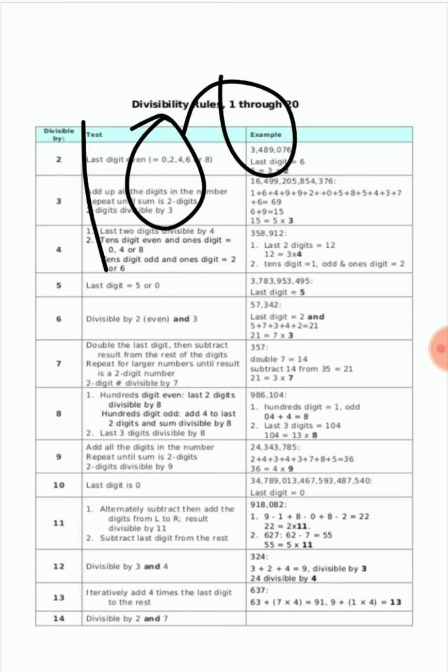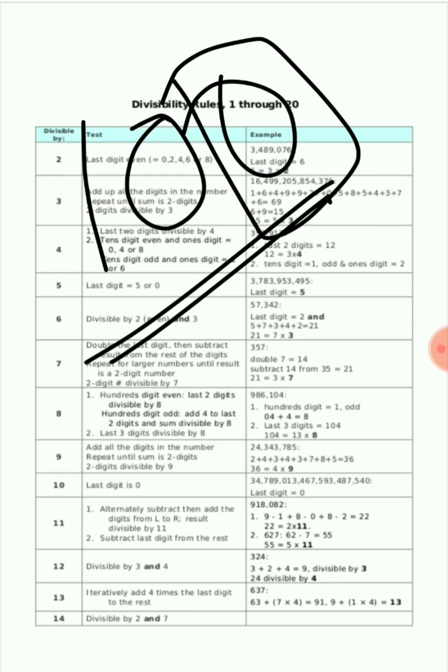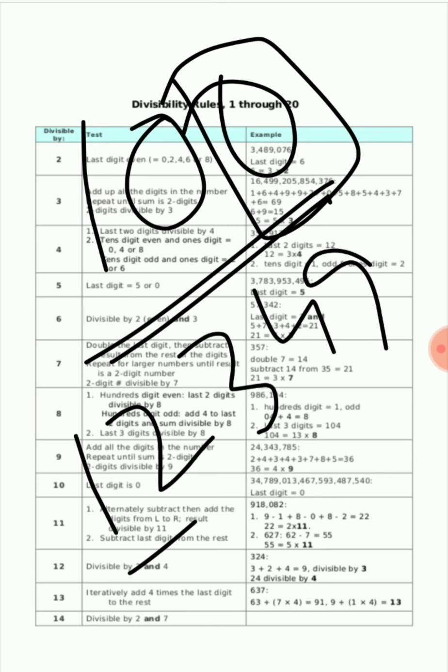Let's take an example. This number will be divisible by 10 because its last digit is 0. 12349. Is this number divisible by 10? No, because the last digit is not 0.